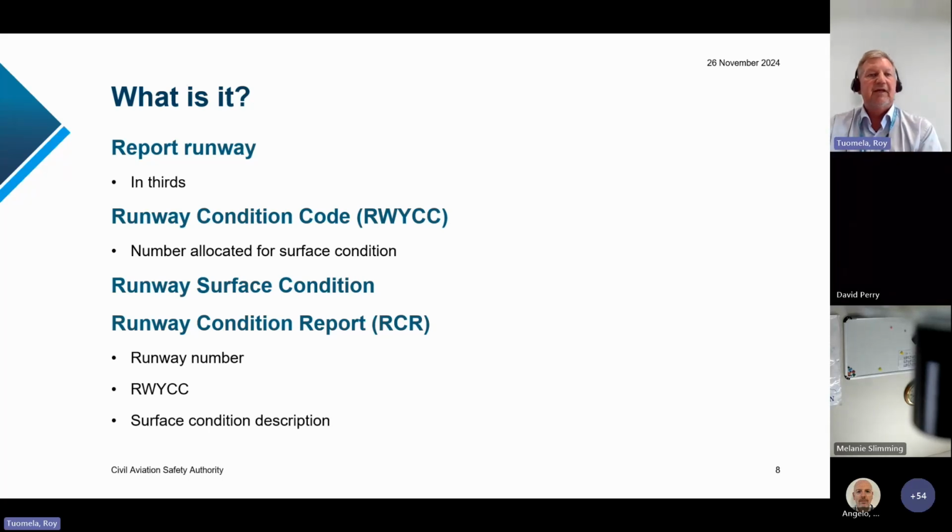And just to reiterate, that RCR is reported in runway thirds. So I'll stop there, given that's effectively the format of an RCR. Any questions or queries on that?